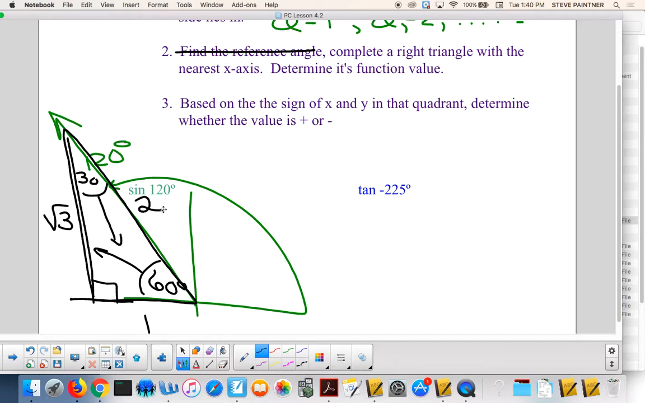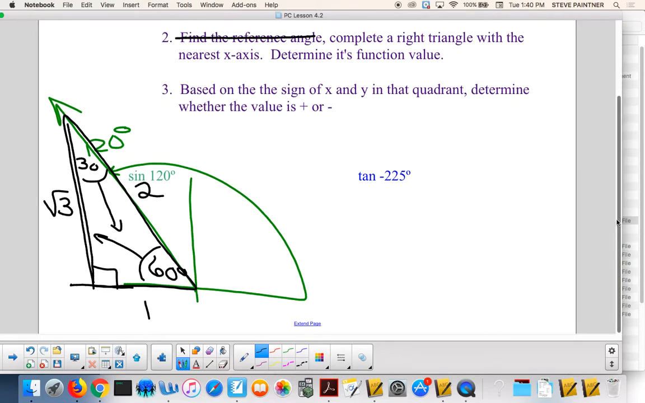And your hypotenuse is always what? 2. Now here's the deal. I gotta let you know this. This is why students get it wrong, because they forget their legs can be negative. Are there any legs up here that are negative? Which one? 1. Why is 1 negative? You went left to get that over there. So that's left 1, up square root of 3. This is positive. We want sine of 120.